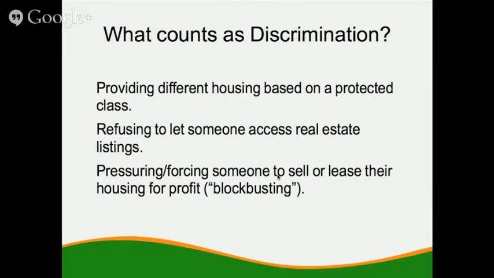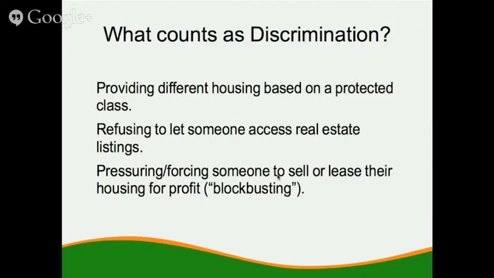So also providing different housing based on a protected class. So you're a person who has a disability, you can only live in this room over here, we won't allow you to live in other rooms. Or you're a person who has a child, you can only live in this room.